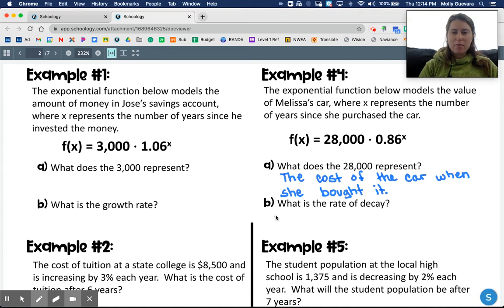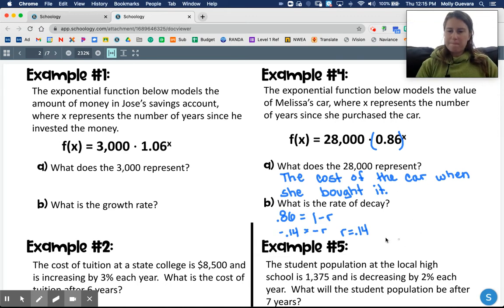Okay, so here, the base of my exponent is 0.86. And instead of that equaling 1 plus r, now it equals 1 minus r. Okay, so I'm going to solve this. I minus 1, I get negative 0.14 equals negative r. So I get that r is equal to 0.14, right, when I just divide by negatives.